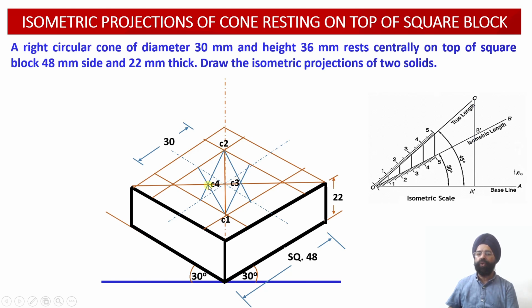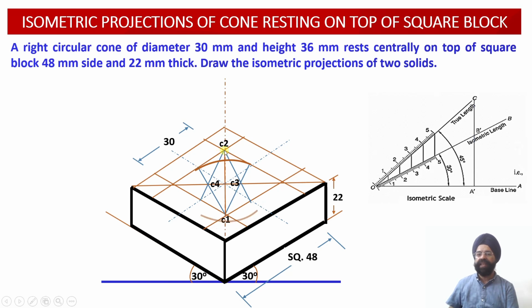Now I am going to look for the construction of the ellipse which will be representing the circular portion of the cone onto the isometric projection. Now with C1 as the center, please check, I will be opening the radius of the compass equal to this much, and then I will be drawing the first arc. Please see, the first arc has been drawn with C1 as the center, and radius equal to this distance.